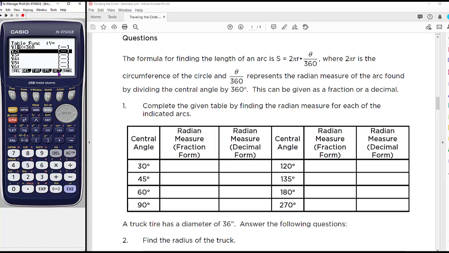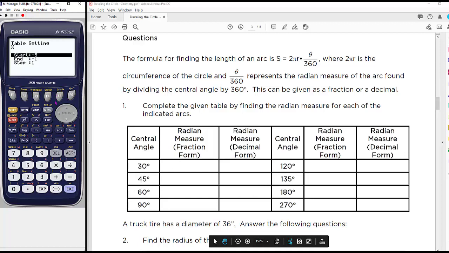So notice here is this set. If you look at my measures in this table, I want to start at 30, and it looks like I'm going up by 15 degrees till I get to 270. So when we go to set, we can set that up. I want you to start at 30, that's my first value here, and hit execute. And I want it to end at my last value, which is 270.